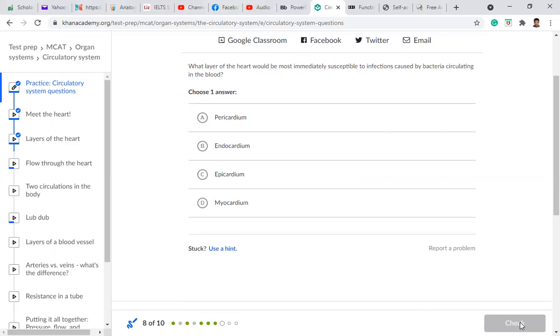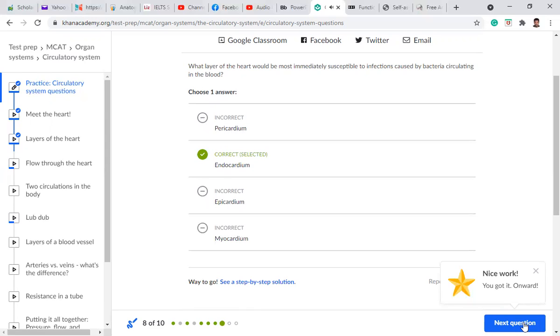What layer of the heart would be most immediately susceptible to infections caused by bacteria circulating in the blood? The outermost. The outermost layer of the heart? Are you sure? Will it be more susceptible to infection caused by bacteria? Okay, the innermost, the endo. The innermost layer, yeah? Endocardium, yes. Okay. I thought they meant from outside. I didn't know.